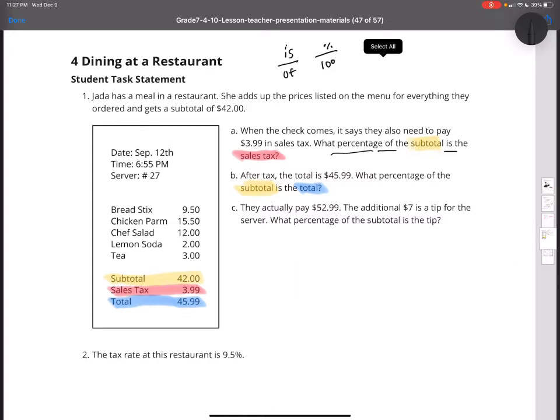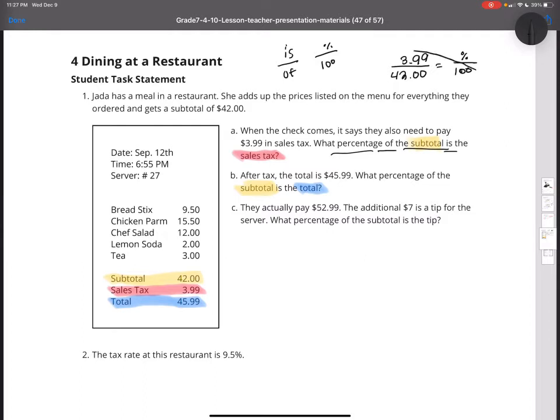So percentage is not missing. Well, the percentage is missing, I apologize about that. And it said what percentage of the subtotal. So it's of the subtotal, which is $42. And it says is the sales tax, which is $3.99, which is equal to percent over 100, but percent is missing. So we're going to do the high hill method.